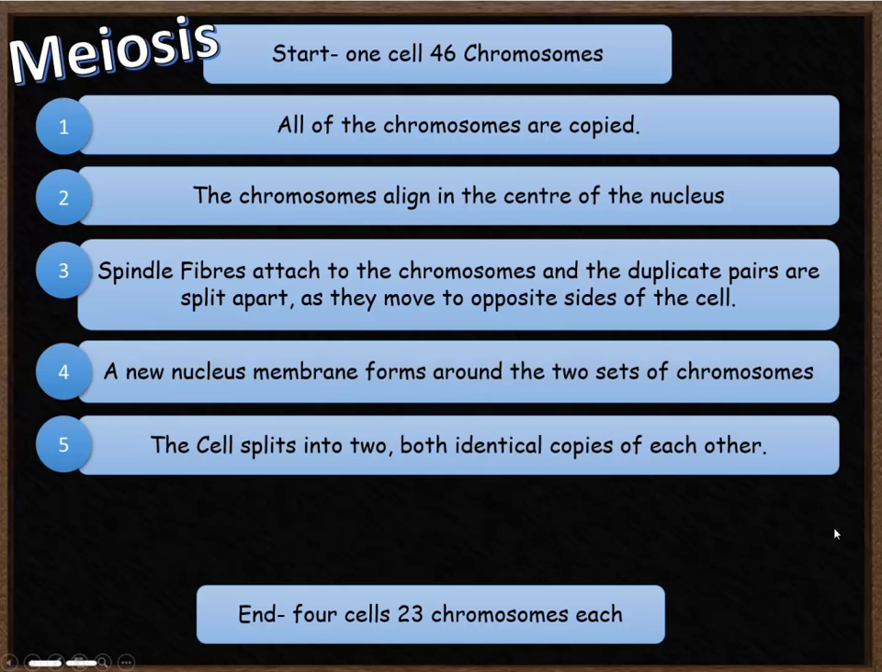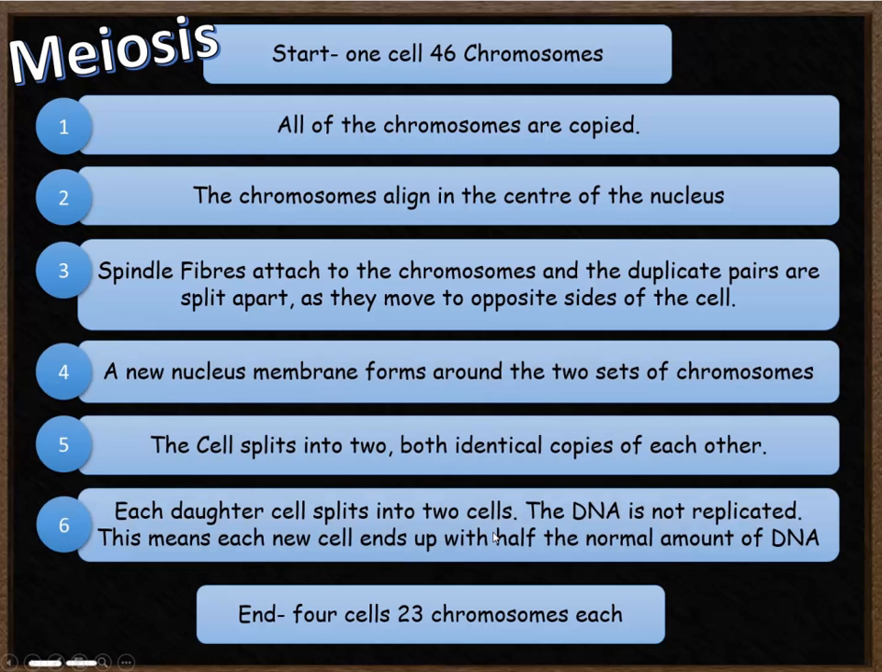Then this next bit is where we get something different happening. These 2 daughter cells then split apart again. The DNA is not replicated, so when these cells split, each new cell has half the number of chromosomes. It ends up with half the amount of DNA you would normally have, which is why these are gametes, sperm cells and egg cells. So when we get 2 combining during fertilization, we end up with a zygote containing just one set of 46 chromosomes. 23 inherited from the father, 23 inherited from the mother.